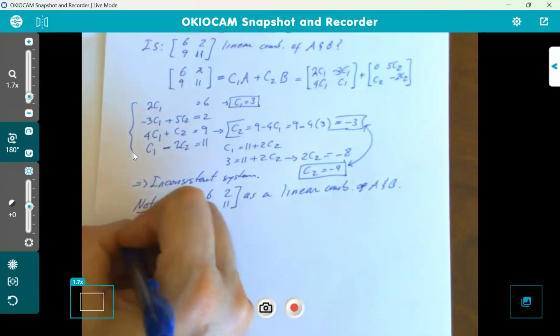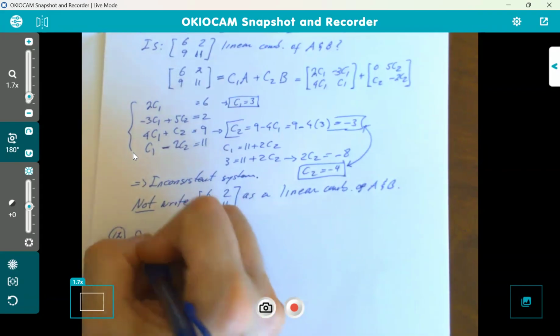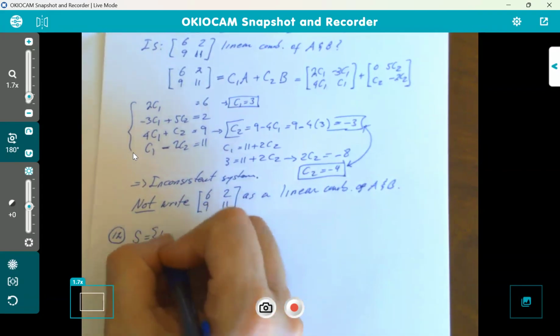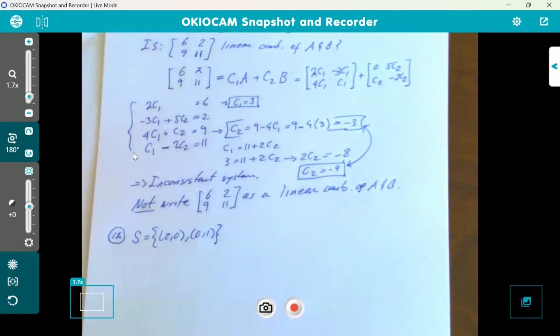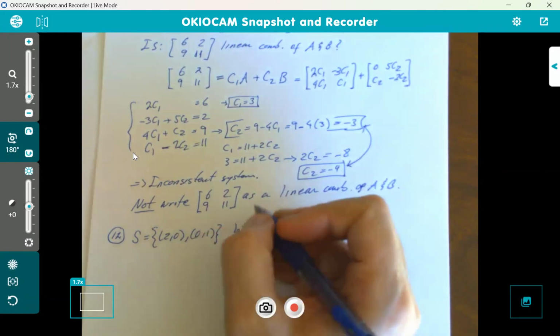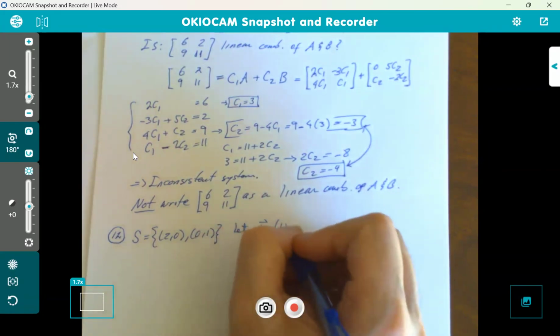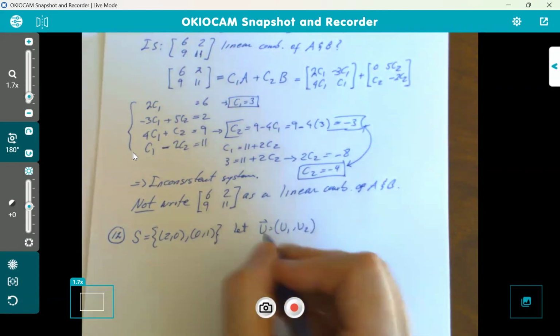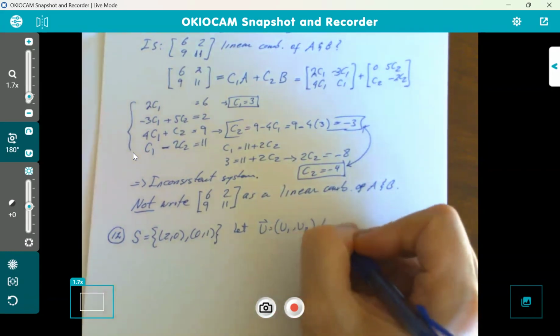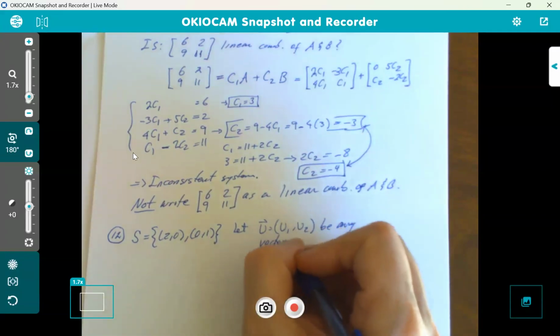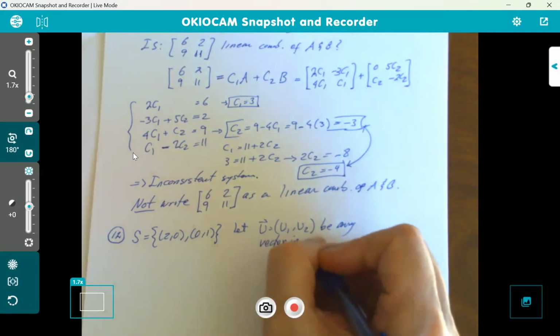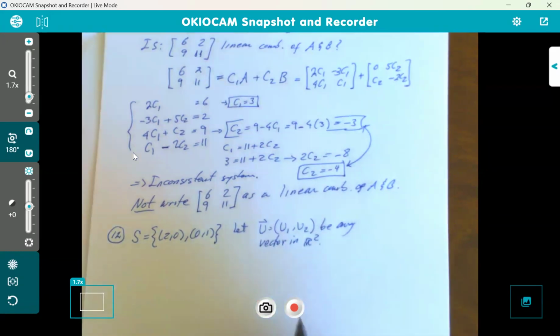In exercise number 12, the set S has only two vectors, (2, 0) and (0, 1). Can every vector you can imagine in R2 be written as a combination of only these two? Well, I'm going to let a vector U be (U1, U2). This is like a typical vector. Let this be any vector in R2.